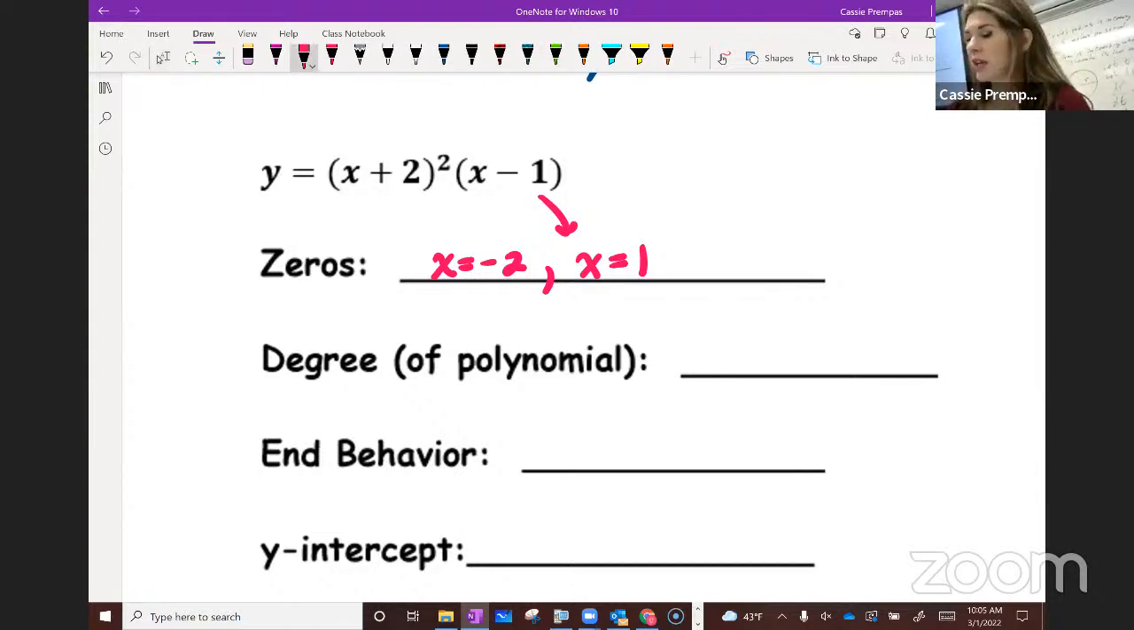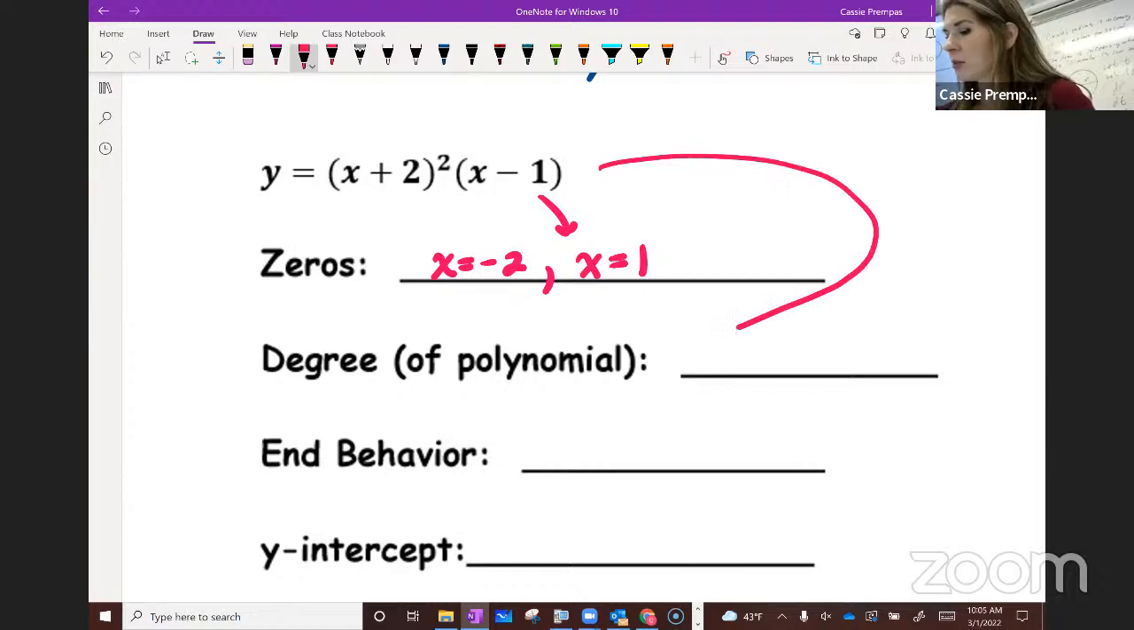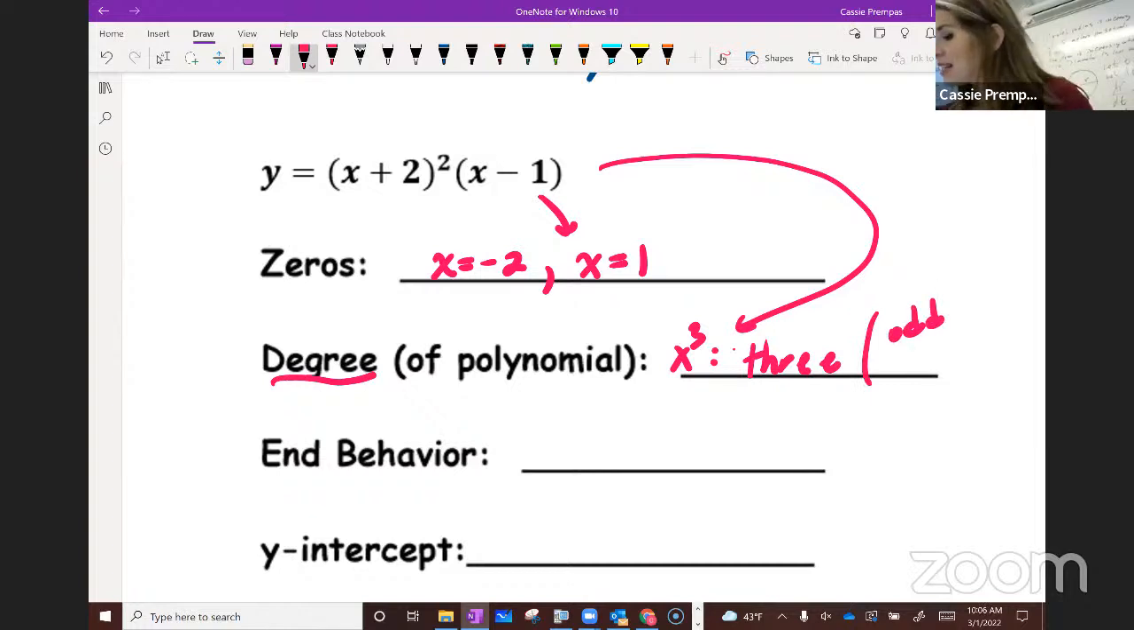All right, guys, let's take a look. So your zeros should have been at -2 and 1. Let's go ahead and talk about the degree of the polynomial. What was the degree of this polynomial? The 3, yes, the degree is 3 because it would create an x to the 3rd if you think about it multiplied out. So the degree is an odd number with a positive leading coefficient.